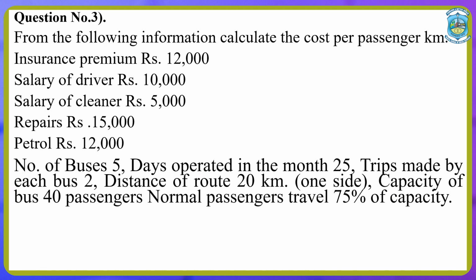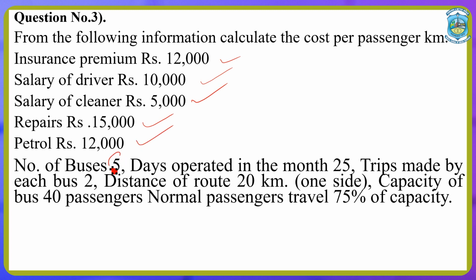Now, here we have question number 3. From the following information, calculate the cost per passenger kilometer. The information given is: insurance premium 12,000, salary of driver 10,000 rupees, salary of cleaner 5,000 rupees, repair 15,000 rupees, petrol cost 12,000 rupees.